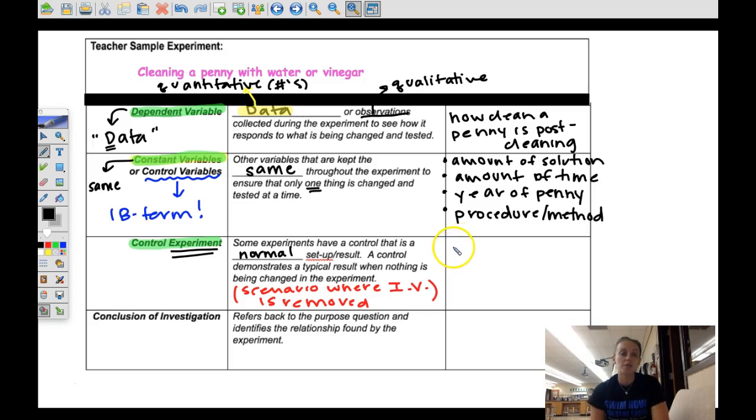So a control experiment in this particular case would be a penny that hasn't been cleaned at all. And the reason being, so we can compare our clean pennies to the penny that has not been cleaned to see if cleaning them made a difference.